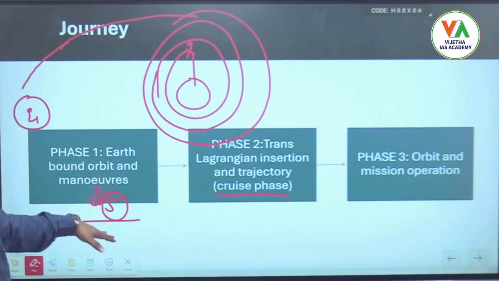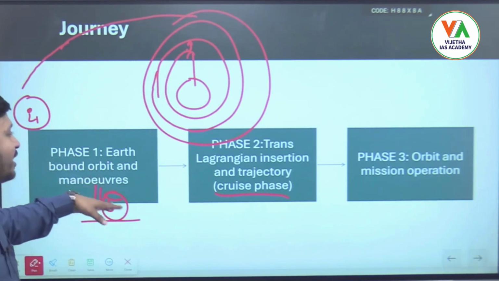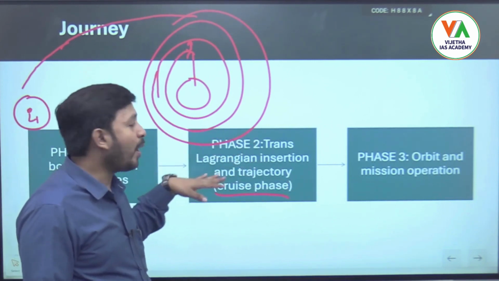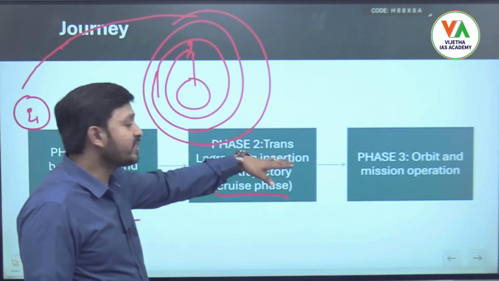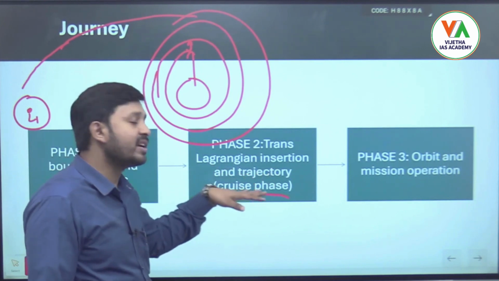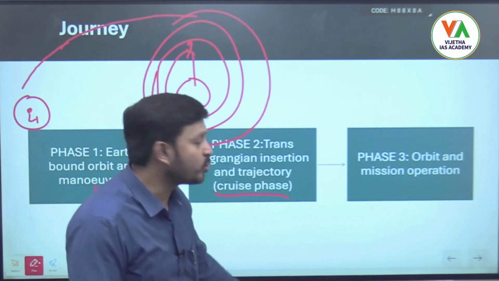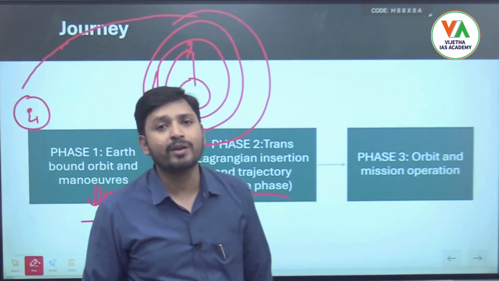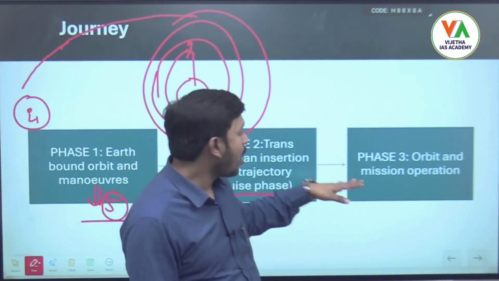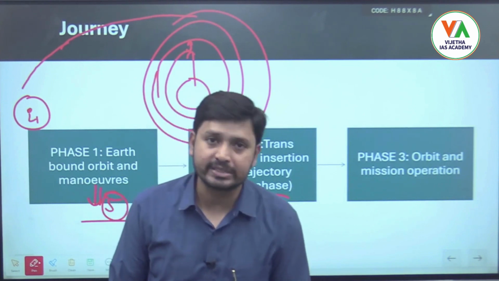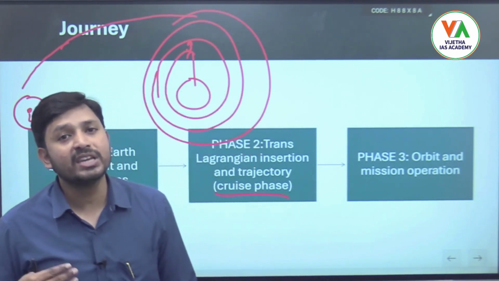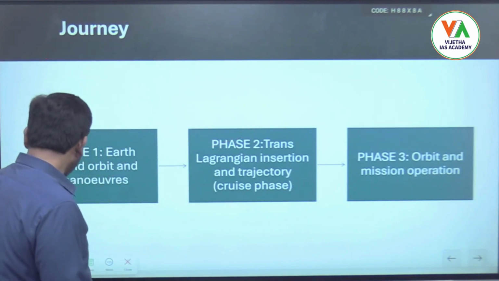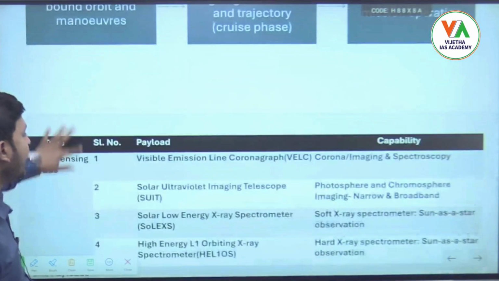Okay, first phase is earthbound orbit and maneuvers, and the second one is the journey that has started towards the Lagrangian point L1 from the Earth, which is called trans-Lagrangian insertion and trajectory phase, which is also called the cruise phase, and the third phase where it is inserted exactly into the halo orbit and it starts working, which is called the orbit and mission operation phase. Okay, so these are the 3 phases in which our Aditya mission has been launched, and we have also seen what is the purpose of this Aditya L1 mission.